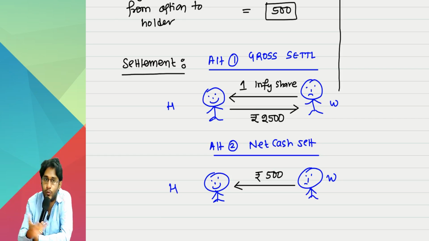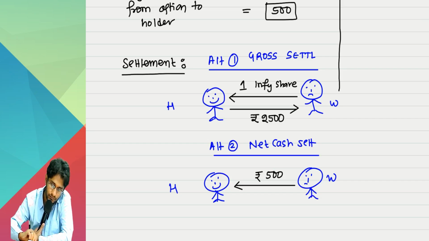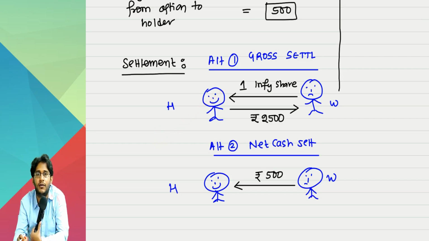Sir, between these two, which one will happen in the stock market? People who have done your AFM can answer. Which one will happen in the stock market? Gross settlement. Things changed with the amendment, last year's change. Reality.